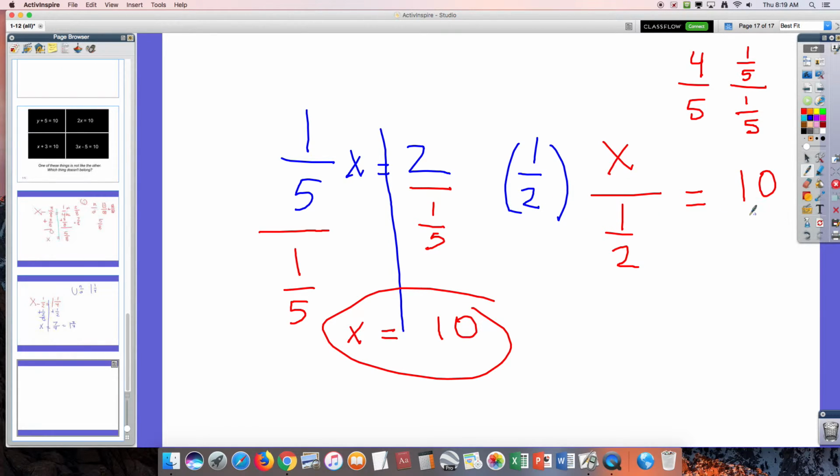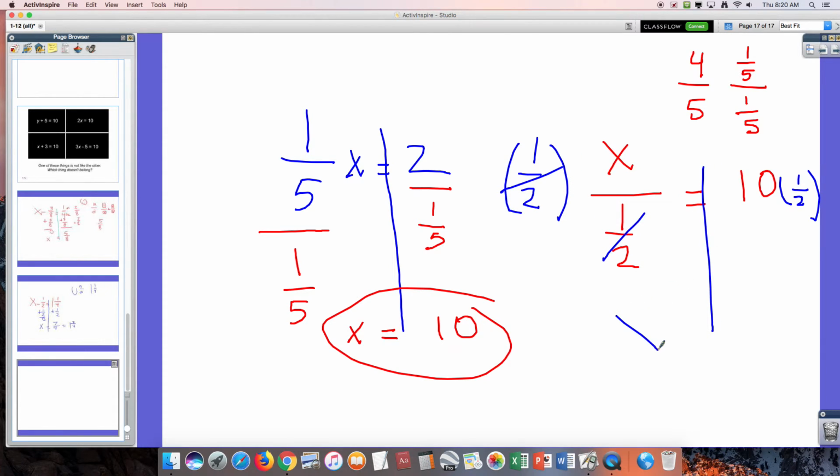Those cancel. Okay, I don't have a lot of room. Let me get rid of this. We're going to multiply by 1/2. When I do the parentheses, that means multiplying when it's right next to each other. Okay, so 1/2 cancels. We have our x left. And 10 times 1/2, I can even do that without a calculator, is 5. Yep, you're right.